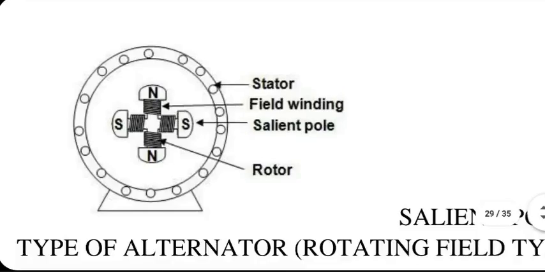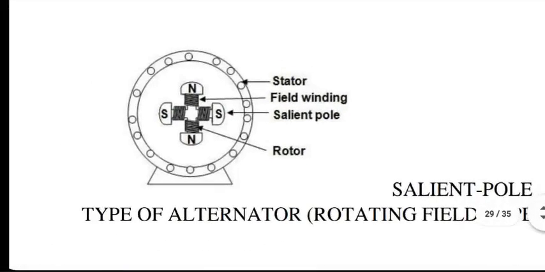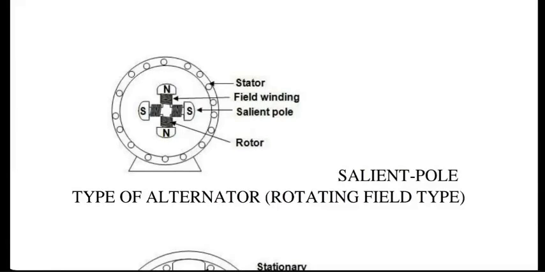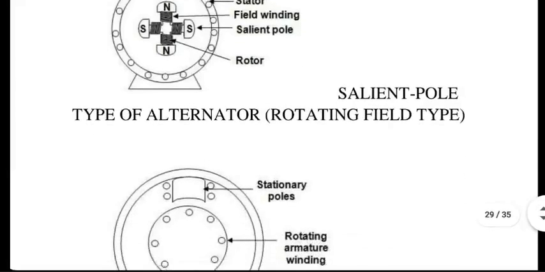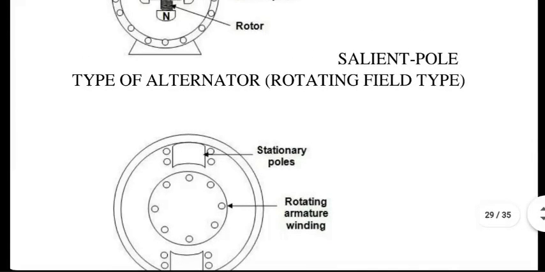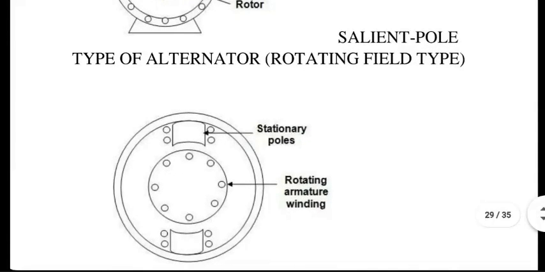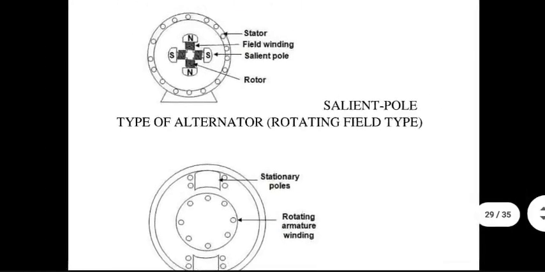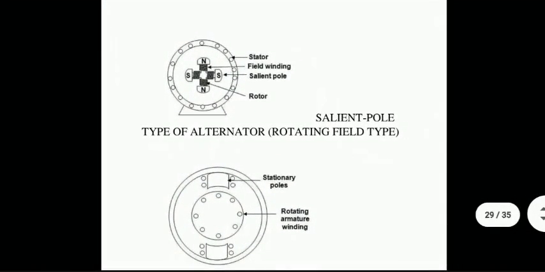Some more pictorial descriptions. No, sorry, this is salient pole. You can see the poles physically. And we are assuming a rotating field, of course, in this case. And this is the rotating armature, where the field is actually being produced by stationary poles. So these are the two possibilities in theory.